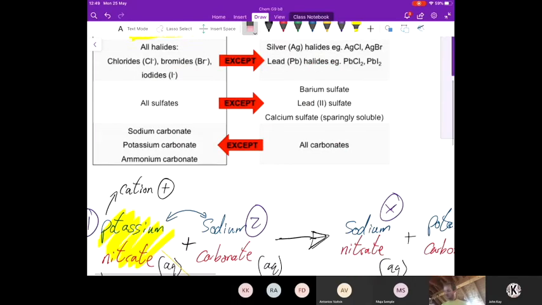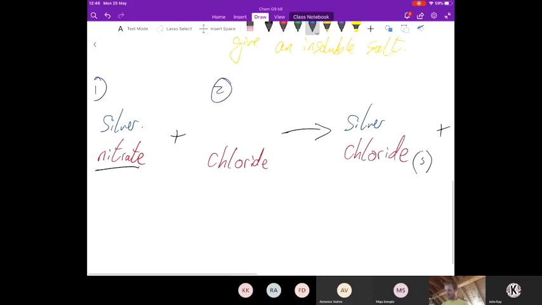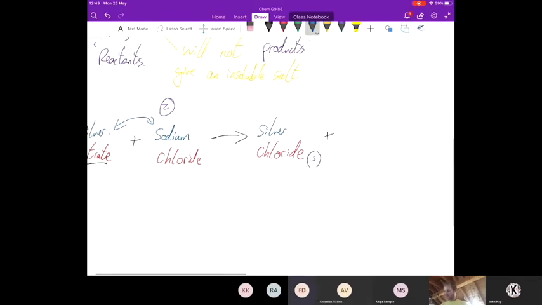So then we try what? Let's try sodium. Now the two metals switch place. So I get silver chloride, and what's my other chemical? Sodium nitrate.